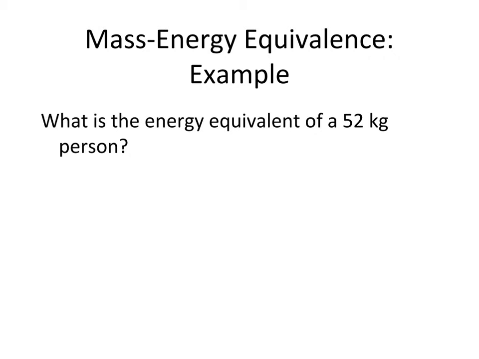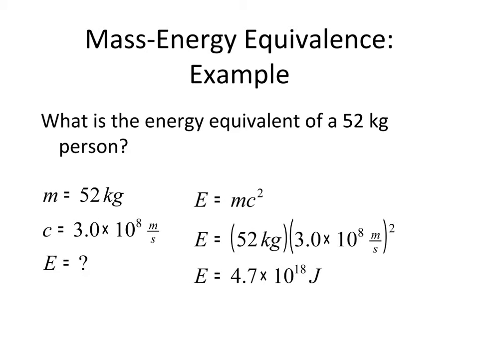Let's look at an example. What is the energy equivalent of a 52 kilogram person? Well, first we would write down all our given values. So our mass is given, 52 kilograms. The speed of light through a vacuum, 3.0 times 10 to the 8 meters per second. And our unknown is energy. Given values, unknown. Now, let's select our equation.